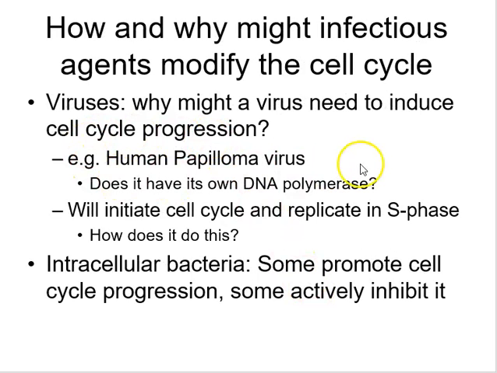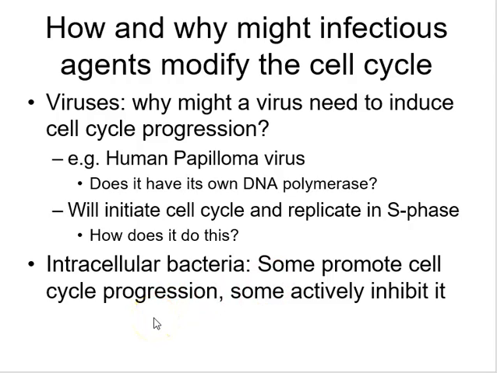So here we've got human papillomavirus. If you're going to research this as part of your coursework, look at, does it have its own DNA polymerase, what sort of DNA replication machinery does the virus have, and what aspects of it does the host cell provide. And this is one example where the host cell is pushed into S phase because that really benefits replication of this DNA virus. Some intracellular bacteria, particularly I might mention chlamydia, inhibit cell cycle progression.